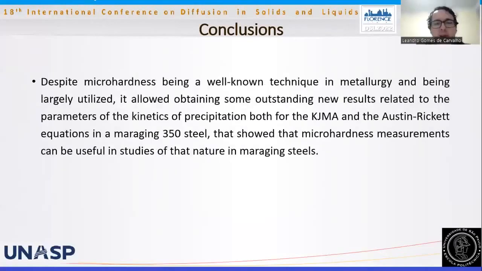Despite microhardness being a well-known technique in metallurgy and being largely used, it allows obtaining some outstanding new results related to the parameters of the kinetics of precipitation, both for the KJMA and Austin-Rickett equations in a maraging 350 steel, showing that microhardness measurements can be useful in studies of this nature in maraging steels.